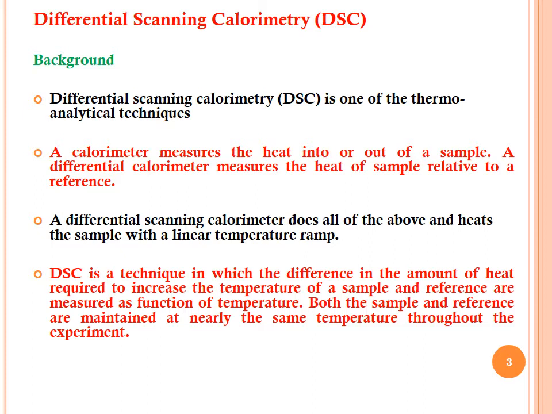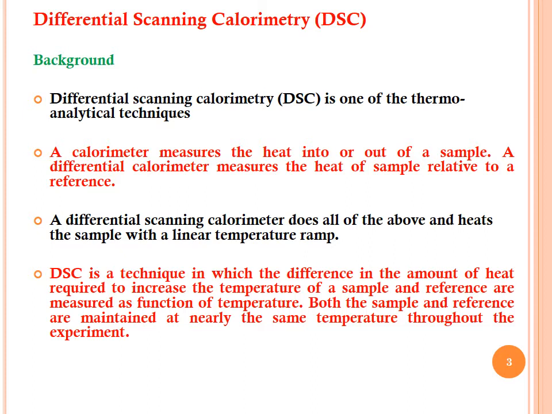DSC is a technique in which the difference in the amount of heat required to increase the temperature of the sample and reference is measured as a function of temperature. But the sample and the reference are maintained at nearly the same temperature throughout the experiment. So in this technique, everything revolves around heat, meaning the heat content of a system. This heat content of the system is the enthalpy. So what is enthalpy? Enthalpy is the thermodynamic quantity equivalent to the heat content of the system.